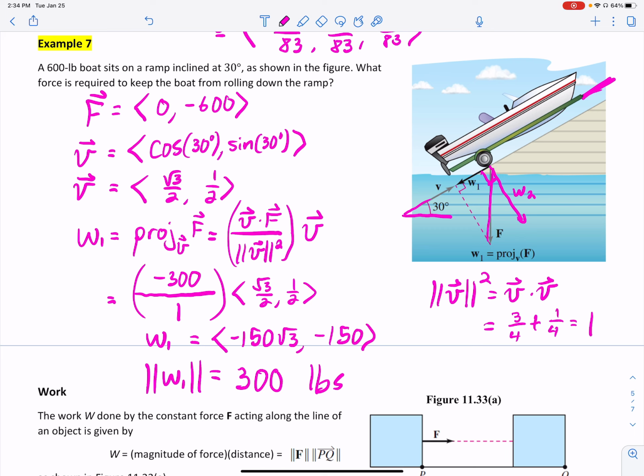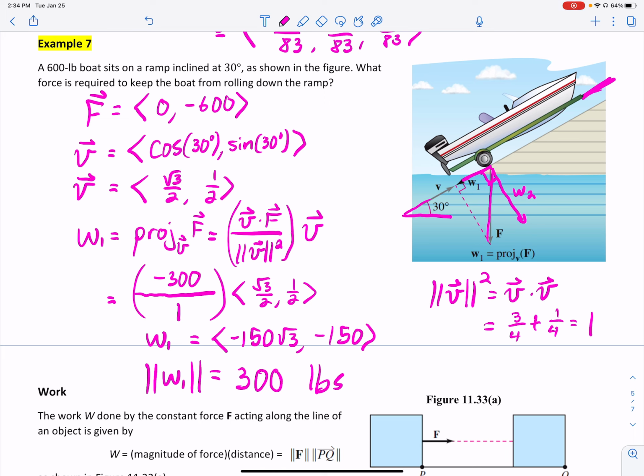So if I don't care about the boat being pushed down onto the ramp, I don't care. But I want to be able to keep the boat there, which means I need to fight this W1. W1 is 300 pounds. So if I wanted to fight it, I would apply 300 pounds.